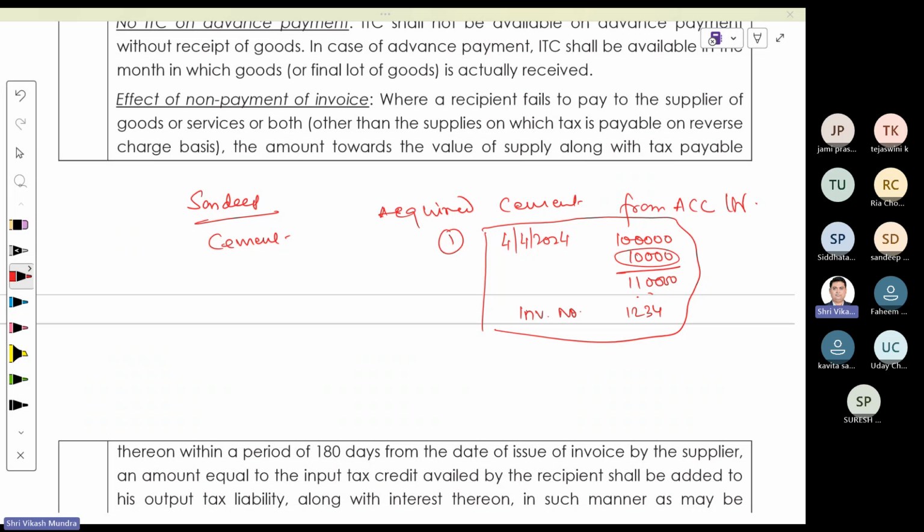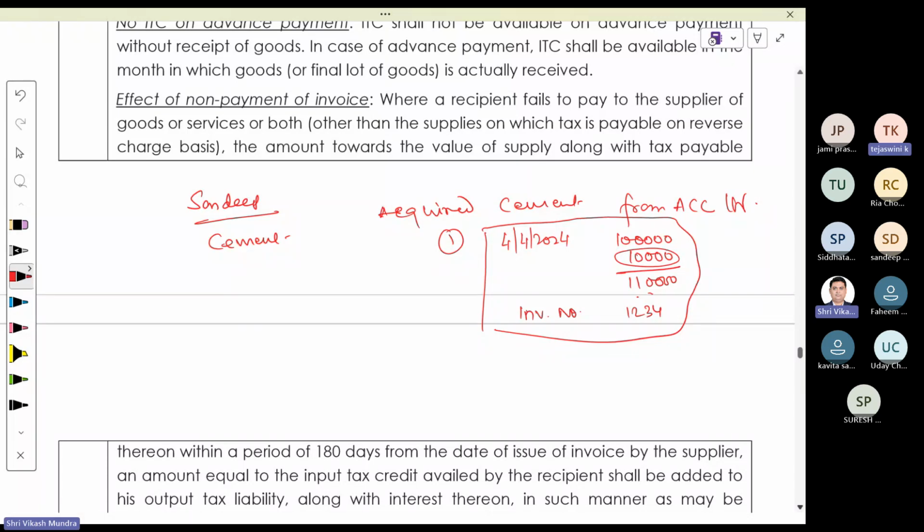Anyone? Try to make it interactive. Rajeshwini, yes, sir. He is eligible to claim.